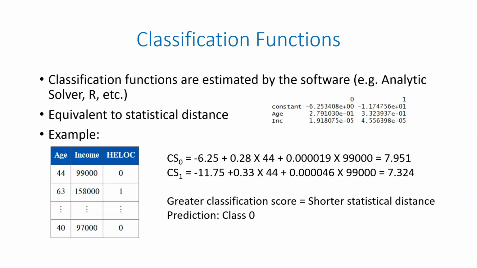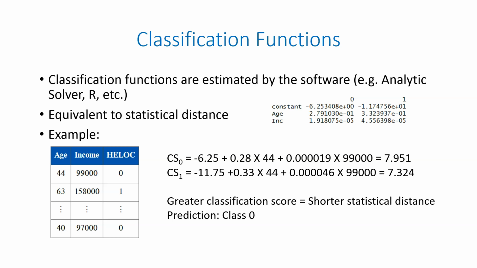As mentioned earlier, discriminant analysis assigns the case to the class that is closest to it in terms of the statistical distance. However, software products would provide you with the classification functions instead of the statistical distances because they are easier to understand. The classification functions are equivalent to the statistical distances, but they are more useful in a number of ways.